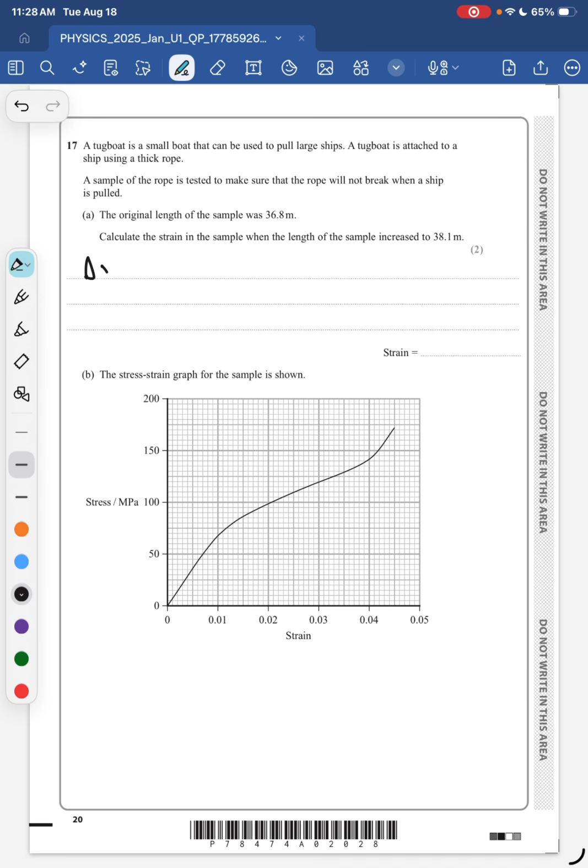Okay, so delta x is going to be 38.1 minus 36.8, which is the original length, so 1.3 meters. So the strain is delta x over L, which is 1.3 over 36.8, the extension divided by the original length, so 0.035 is the strain. Okay, part B, the stress strain graph for the sample is shown. Okay, beautiful.